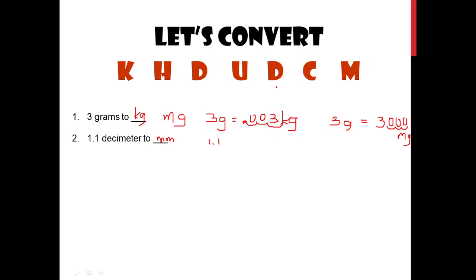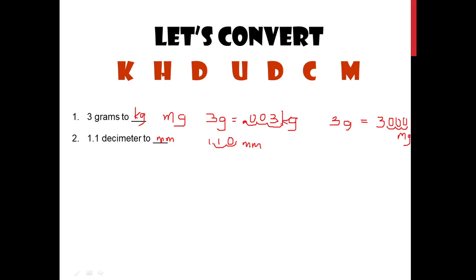So I'll move my decimal place 1, 2 times. So from here, that's 1, 2. So my empty space, I'll just add 0 here. So 1.1 decimeter is equal to 110 millimeter. Please do not forget the unit of measure after you convert the given measurement. Okay, this is very important because if you will not write this one, we don't know what kind of measurement is that.